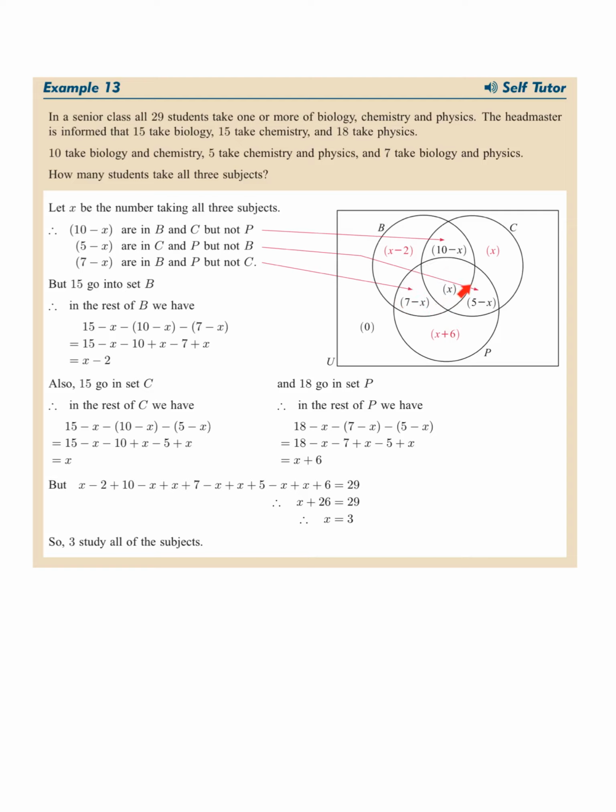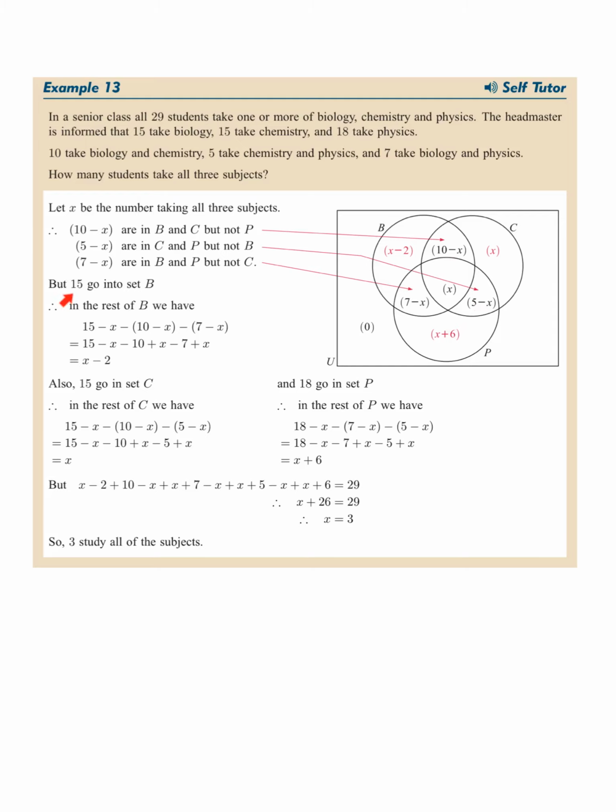Similarly, the students who take chemistry and physics is 5. So if that's X, this little area here must be 5 minus X, because the intersection of chemistry and physics is 5. So 5 minus X plus X is 5. That's still true. And 10 take biology and chemistry. So if that's X, that must be 10 minus X. So this black writing we can put in just immediately. Put your X first. That's the first step. And then we can label these ones in relationship to X.